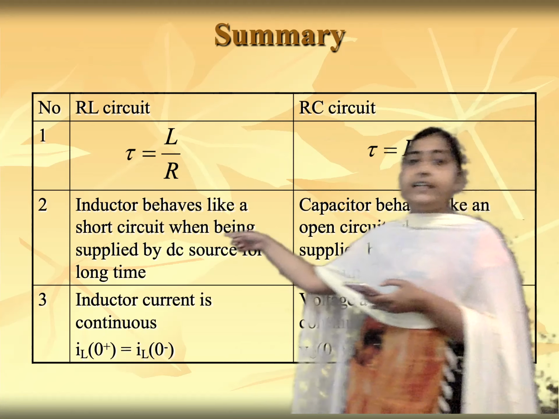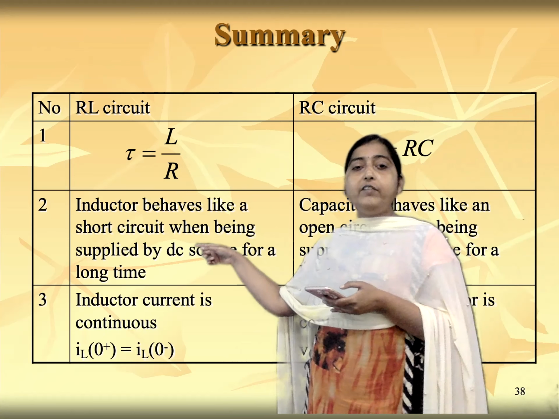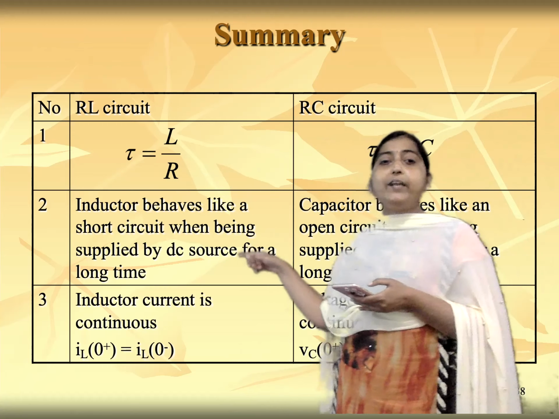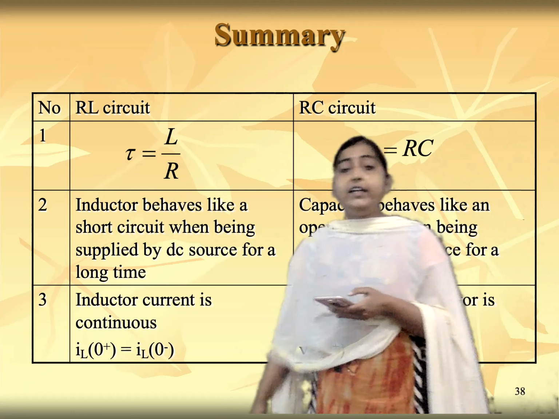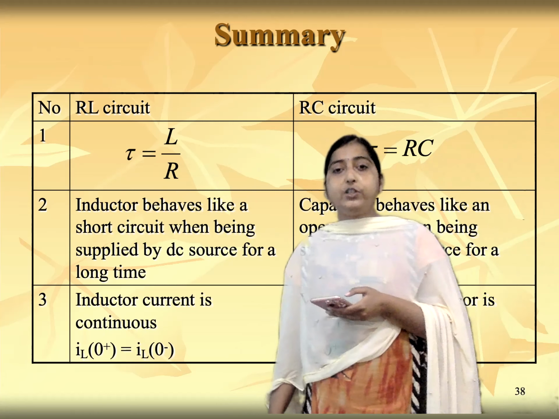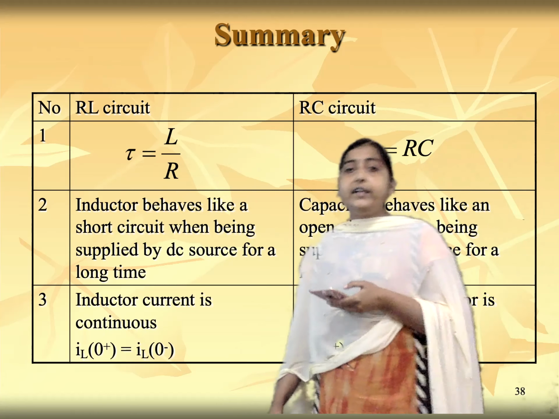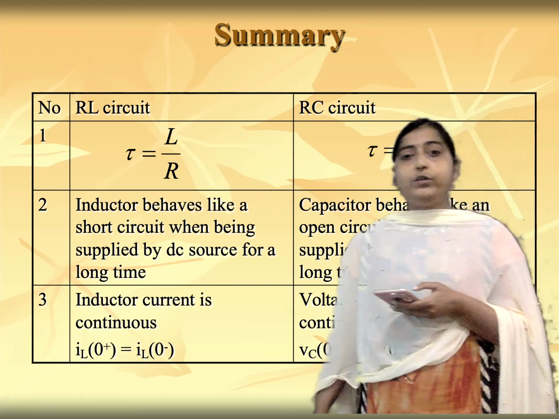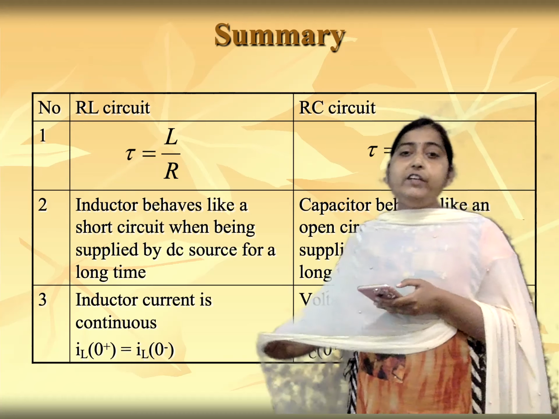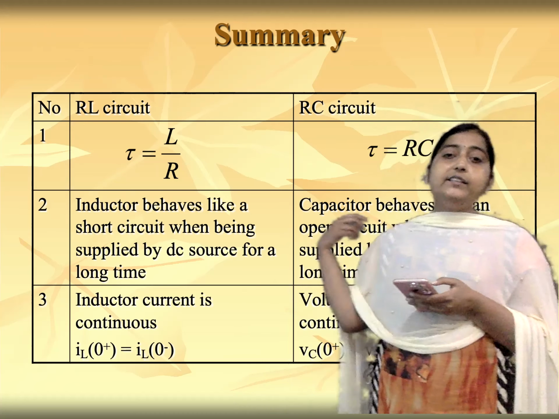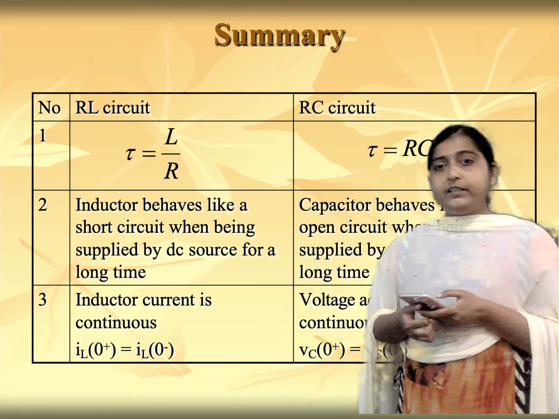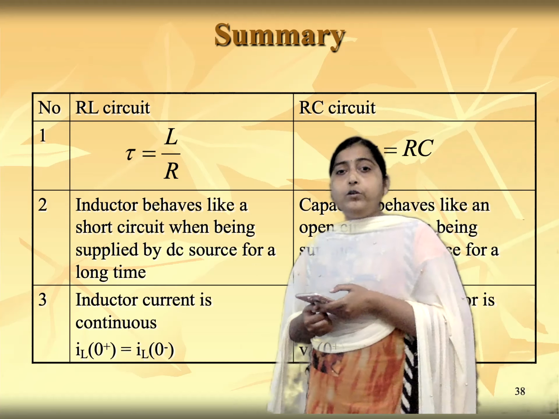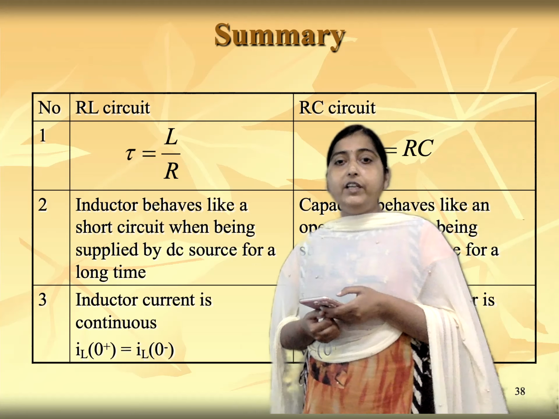Now, coming to the second difference, as already discussed, an inductor behaves like a short circuit when supplied by a DC source. Why the inductor behaves like a short circuit is because we know that the voltage across an inductor is V equal to L di/dt, whereas I can be written as I equal to 1/L integration of V dt.